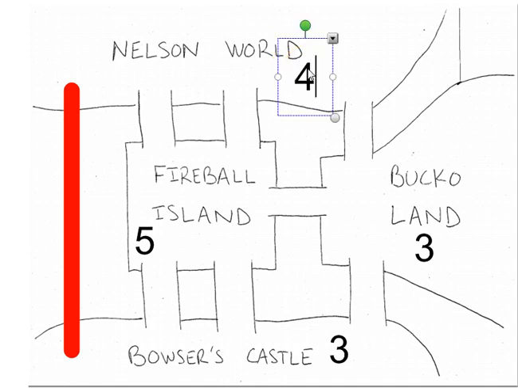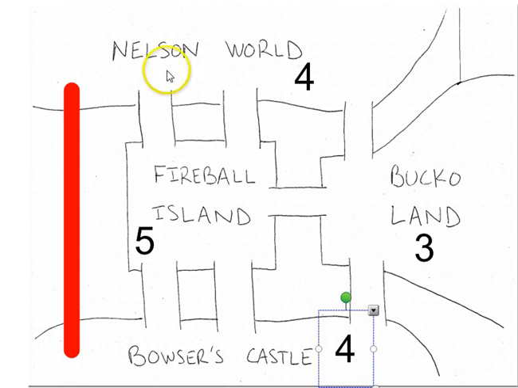Change this to a 4 here. And similarly, Bowser's Castle now has 1, 2, 3, 4 arcs, or bridges, coming out of it as well. So if that red line is a bridge, and I ask you if this network is traversable, the answer is yes, because Bowser's Castle has 4, Nelson World has 4, Fireball Island 5, Bucko Land 3. Now there are only 2 odd numbers. So this would be a traversable network if I added a bridge here.